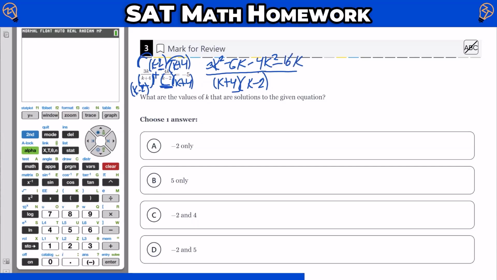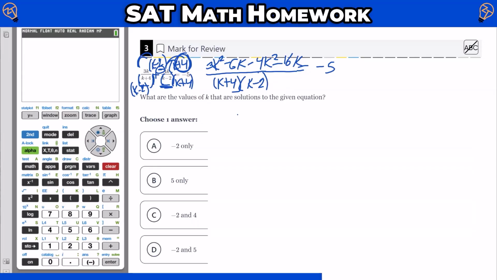A very common mistake, if people don't put that negative right in front of the 4k, they'll forget to distribute the negative to both terms. Specifically, the second term gets left behind. And then we have equal to -5. So let's go ahead and combine like terms in the numerator. And when we do so, we get -k squared minus 22k over, and let's go ahead and actually FOIL this out. So distributing, we get k squared minus 2k plus 4k, so really plus 2k, and then minus 8.